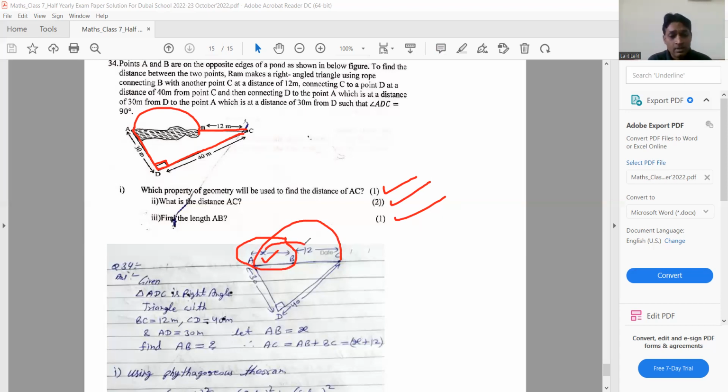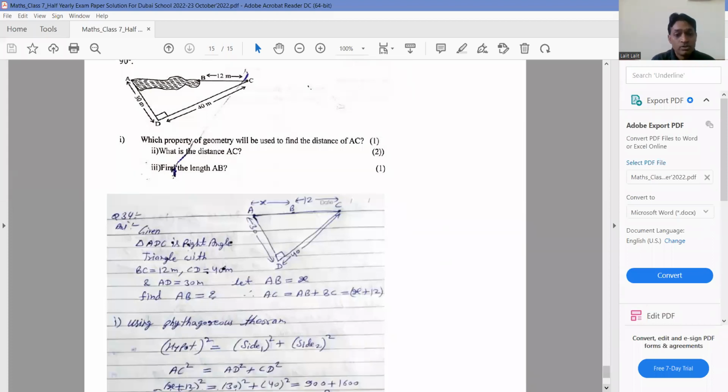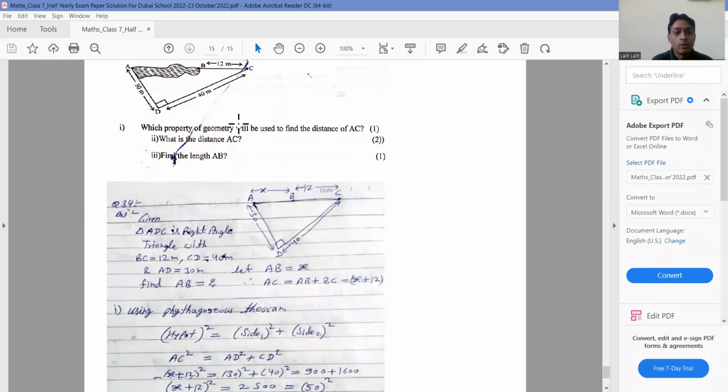Third, which property are we using to solve this question? It's simple, this is a right angle triangle. As I already mentioned earlier, if there is a right angle triangle, we will use the Pythagoras theorem to solve it. So the first answer: the property of geometry we use to find the distance of AC is the Pythagoras theorem. That is the answer to question 1.